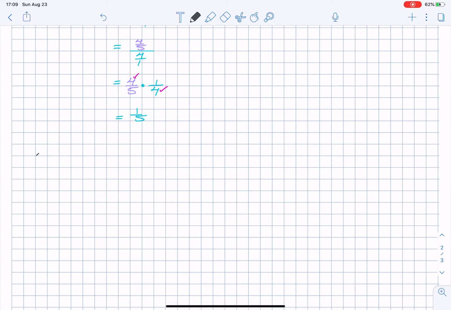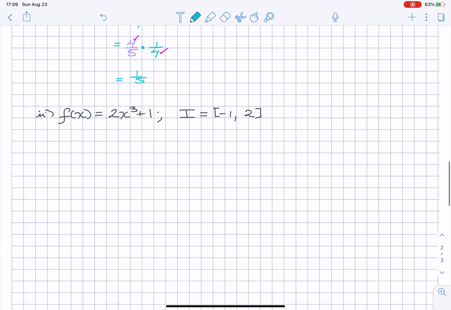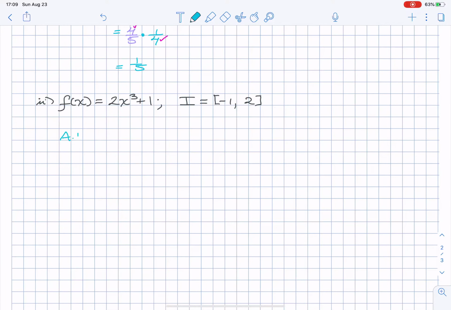Subscript number 2. Let's say we have that f of x is equal to 2x cubed plus 1, and the interval I on which I want to evaluate the average rate of change will be for values of x between -1 and +2. Okay, so the average rate of change is going to be f of b minus f of a all over b minus a.